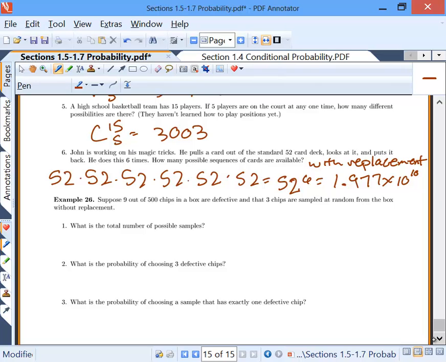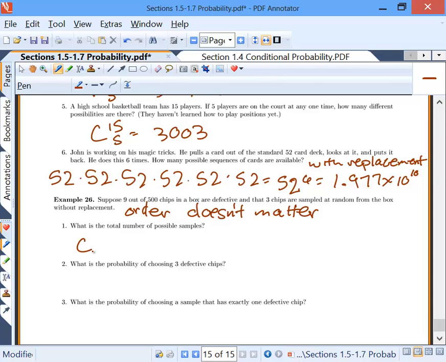Now on the test, I'll try and be more specific and say order matters or doesn't matter. Your homework isn't always that specific. Okay, looking at this one though, if you're just pulling out 3 chips to see if they're defective or not, do you think the order matters? Okay, so I'd guess order doesn't matter. And probably if they don't say otherwise, you can assume that order doesn't matter. So we'll say order doesn't matter. Okay, it's without replacement, order doesn't matter, so we can use a combination.